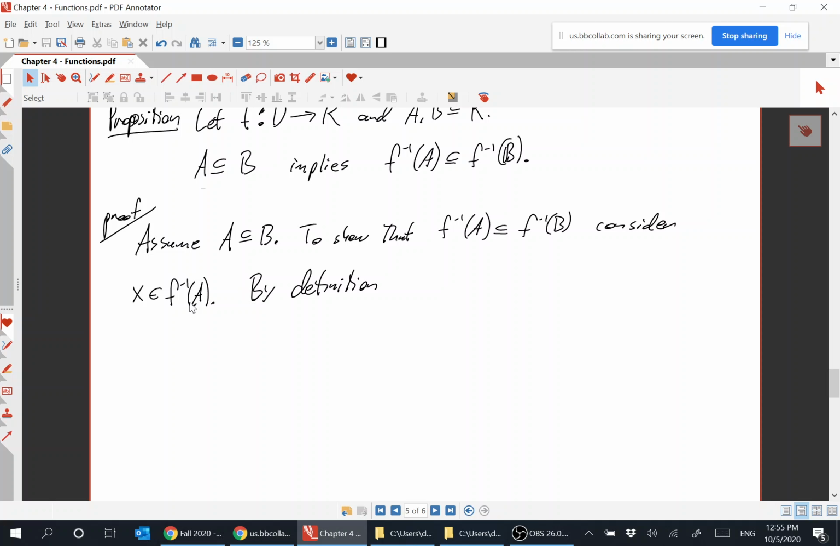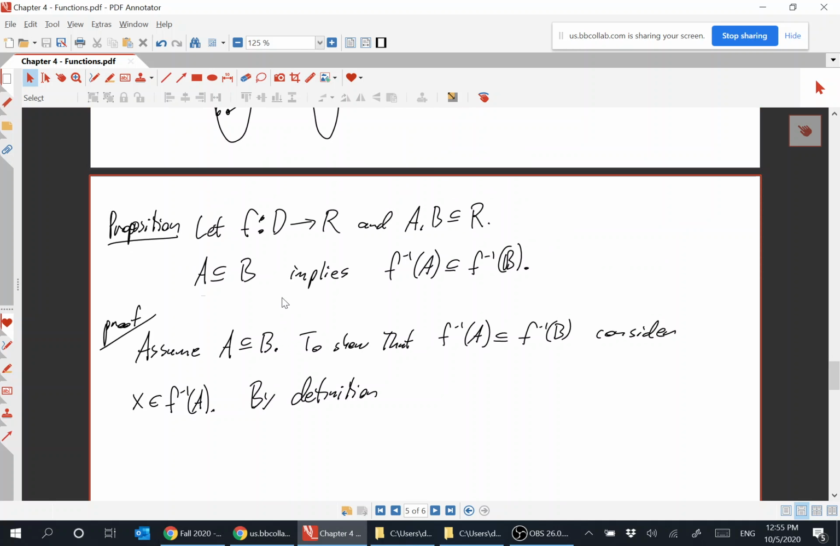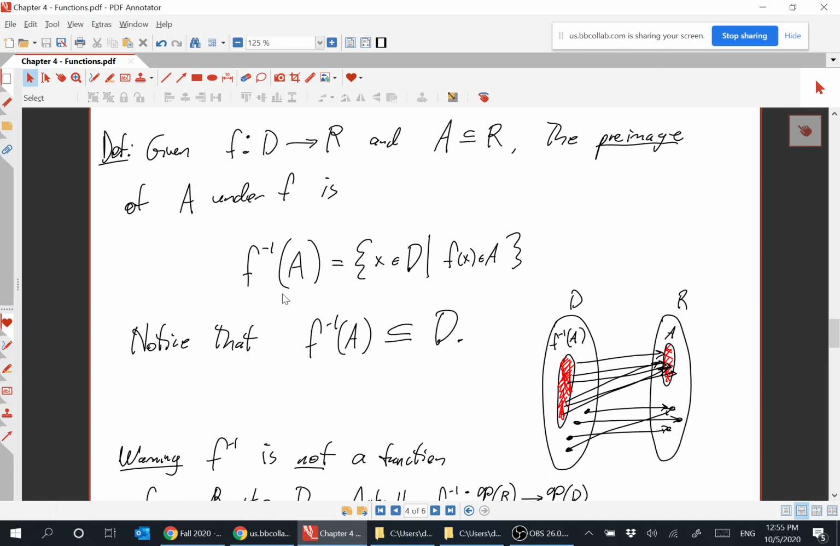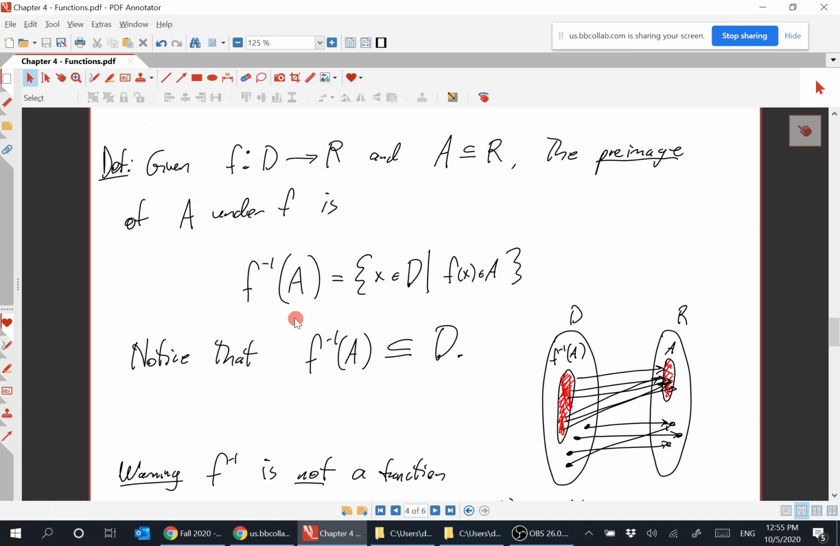That is just in. Let's go back, look at the definition again. The preimage of A is the set of all x in the domain such that f of x is in A. The set of all x in the domain such that f of x is in A.